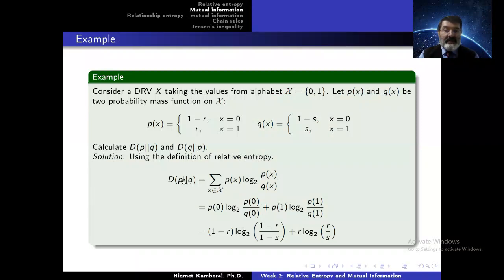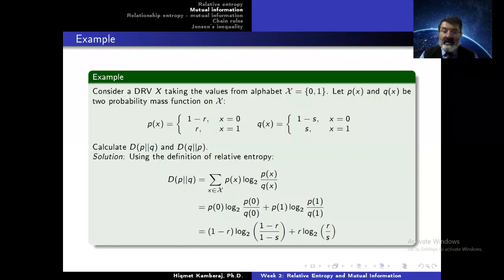We are going to illustrate all this with an example. Consider a discrete random variable X, taking values from the alphabet 𝒳 with elements 0 and 1. Let P(x) and Q(x) be two probability mass functions on the set 𝒳. P(x) is equal to 1 minus r for x equal to 0, and r for x equal to 1. Q(x) is equal to 1 minus s for x equal to 0, and s for x equal to 1. I have to calculate the relative entropy between P and Q and between Q and P.